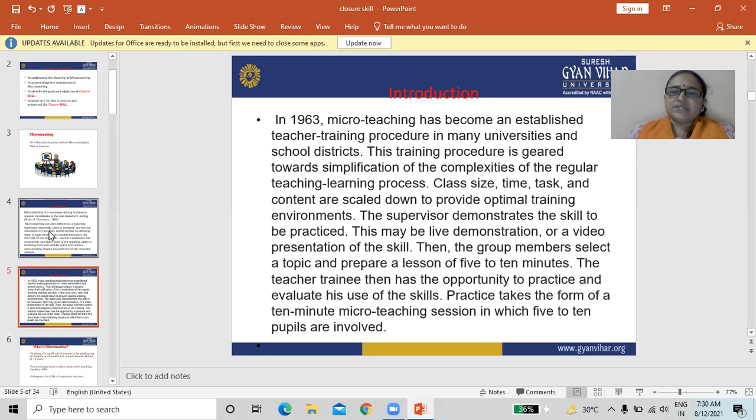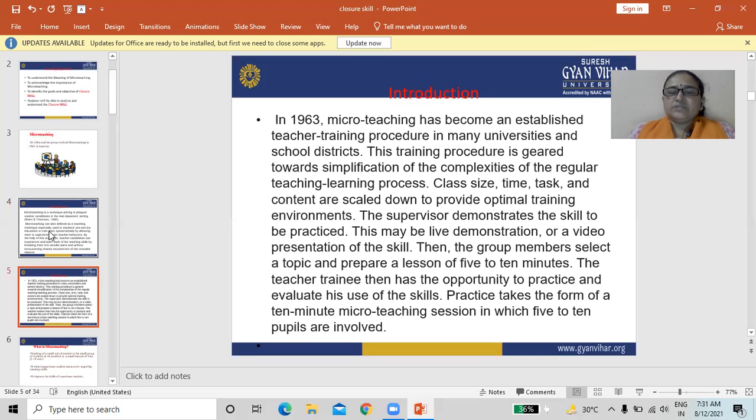Class size, time, task and content are scaled down to provide optimal training environments. This may be live demonstration or a video presentation of the scale.